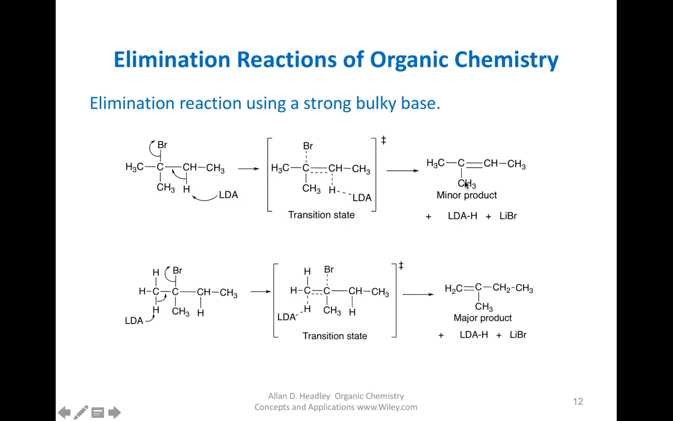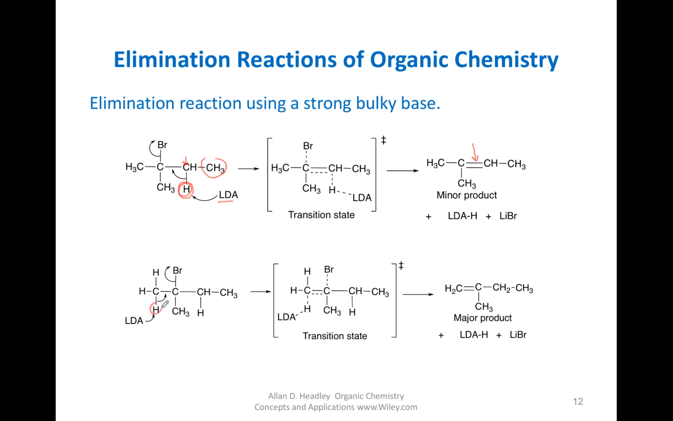Let's see if we use a bulky base. So if we use a bulky base such as LDA, remember that's very bulky. It has the choice of pulling off this hydrogen here that's adjacent to the carbon that has the leaving group to form this alkene. But notice that this hydrogen here has a methyl group bonded to the carbon that has that hydrogen. So that hydrogen is a bit crowded. So that's why it is the minor product.